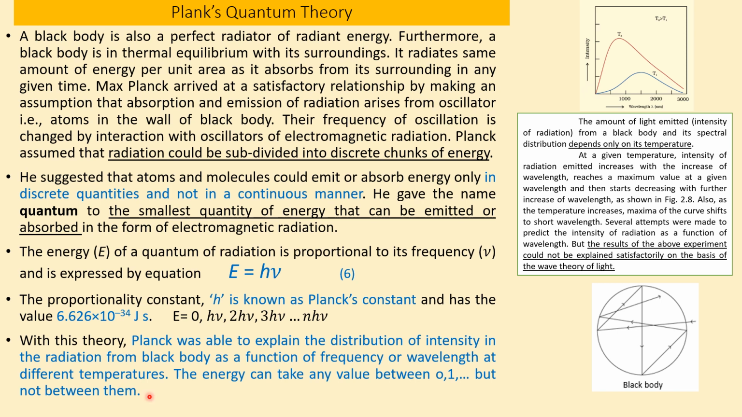With this theory, Planck was able to explain the distribution of intensity in radiation from a black body as a function of frequency or wavelength at different temperatures.